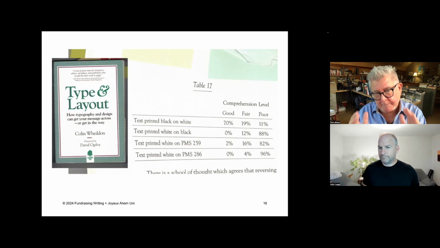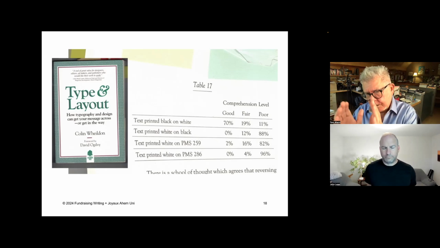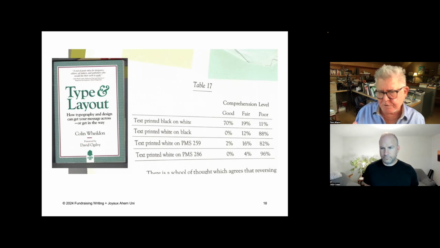So here's the research. Text printed black on white, comprehension level 70% good. Text printed white on black, comprehension level 0. Those two things, those two numbers, are all you need to make the communications world spin. That is gravity at work, right?